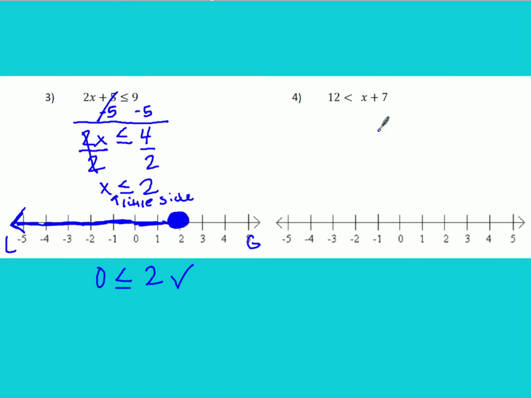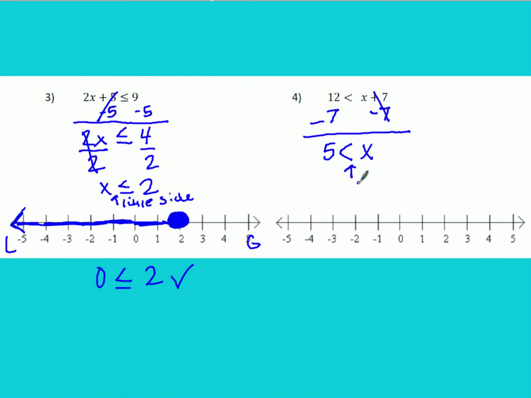All right, now that you've tried it, you can check your work. We have x plus 7 over here, and to get our variable alone, we need to do the opposite of what's happening. So instead of adding 7, we're going to subtract 7. And remember, whatever you do one side, we got to do on the other. So we have 12 minus 7 is 5. Our less than sign comes down. And this plus 7 minus 7 is going to be gone, so we just have x over here. So I have 5 is less than x.